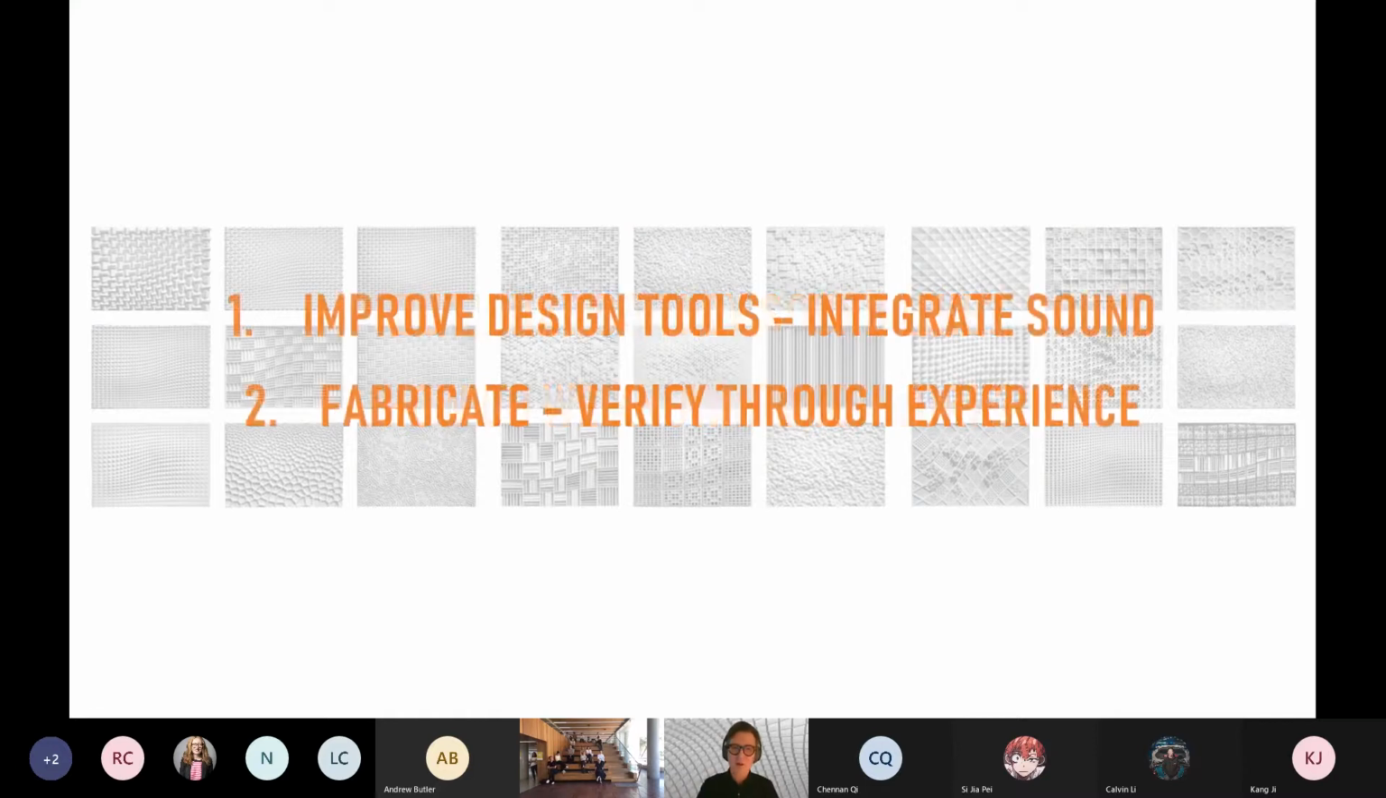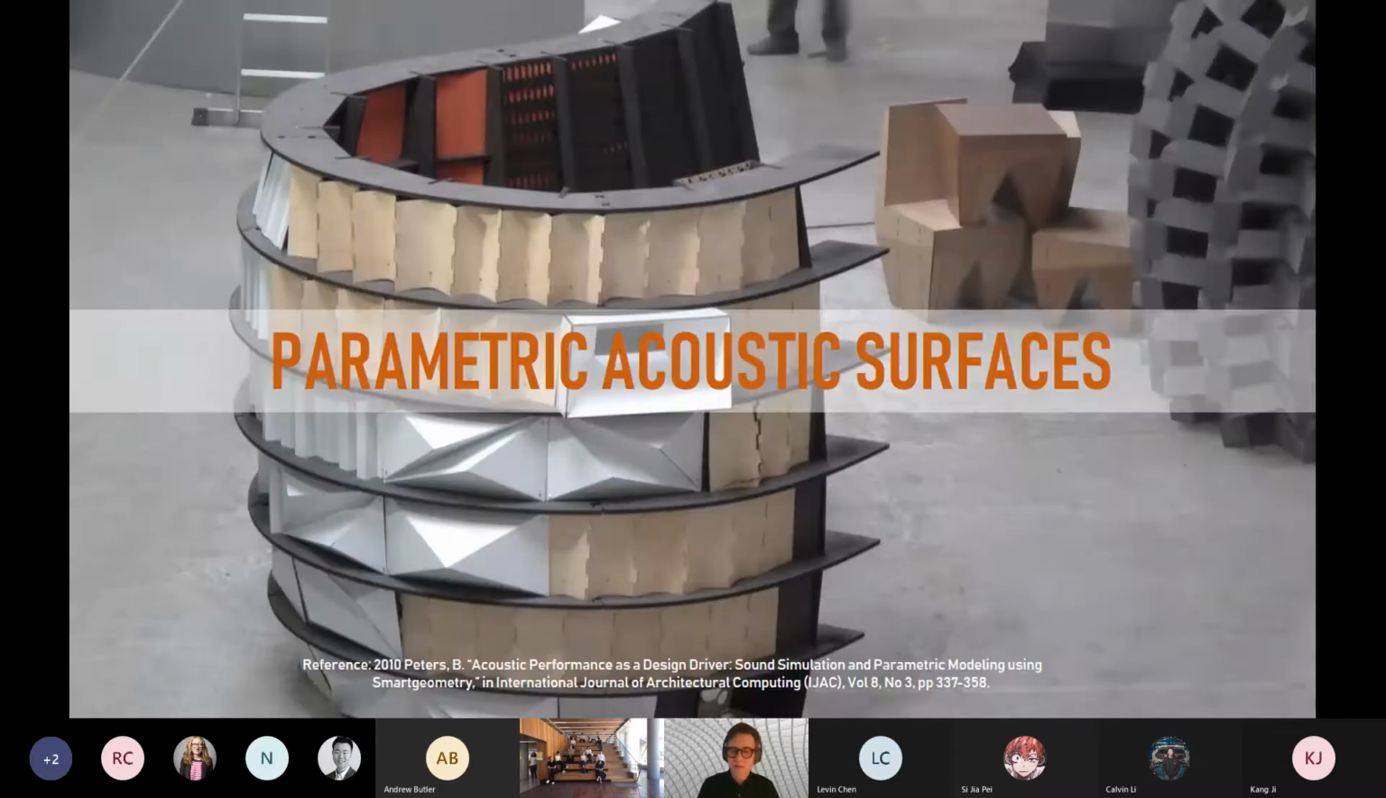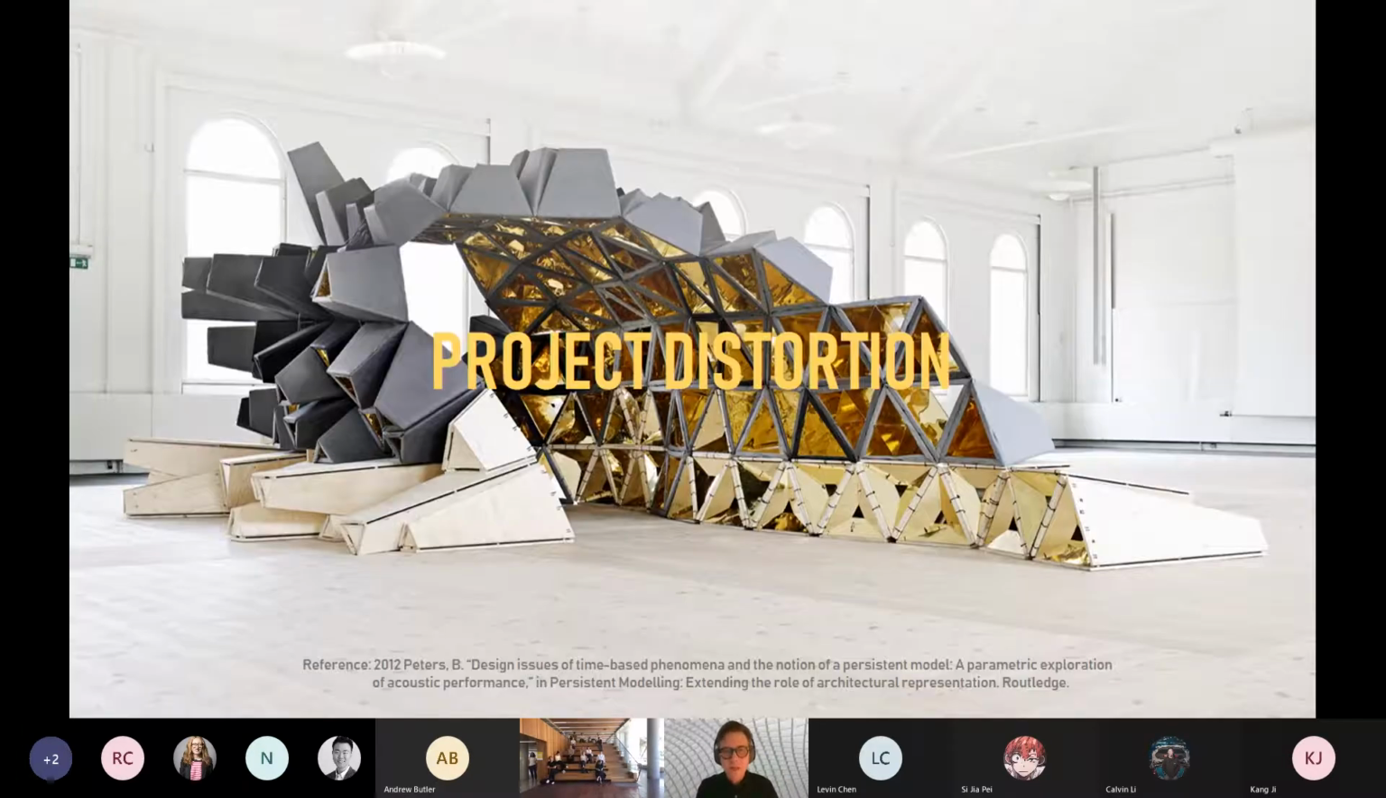And so my quest became to improve digital tools to integrate sound into the digital design environment, but also to fabricate and to verify, through measurement and experience, what these surfaces might sound like. I built many of these structures through my PhD research. This one was done at Smart Geometry. This one was done as part of a design studio that I taught with Martin Temke.